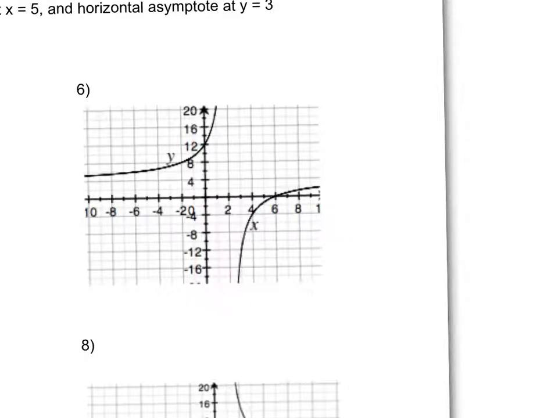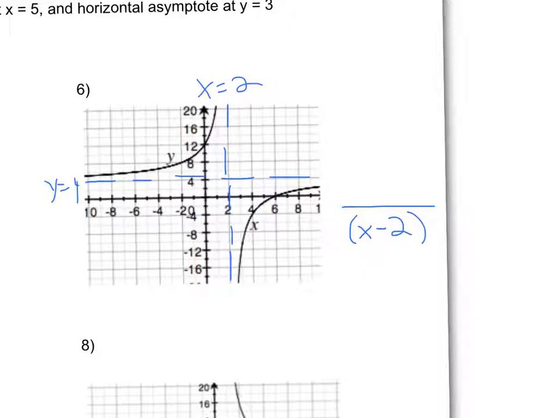In number 6, we have to write an equation. I'd always start by finding your horizontal and vertical asymptotes. It looks like we've got vertical at x equals 2, horizontal at y equals 4. So I know I'm going to use that in my equation. For the vertical asymptote, I'll have to have an x minus 2. Again, like mentioned in the previous problem, I would save worrying about your horizontal asymptote until the end. I also have to make sure I take into account zeros. So I'm going to need that x minus 6 on the top.